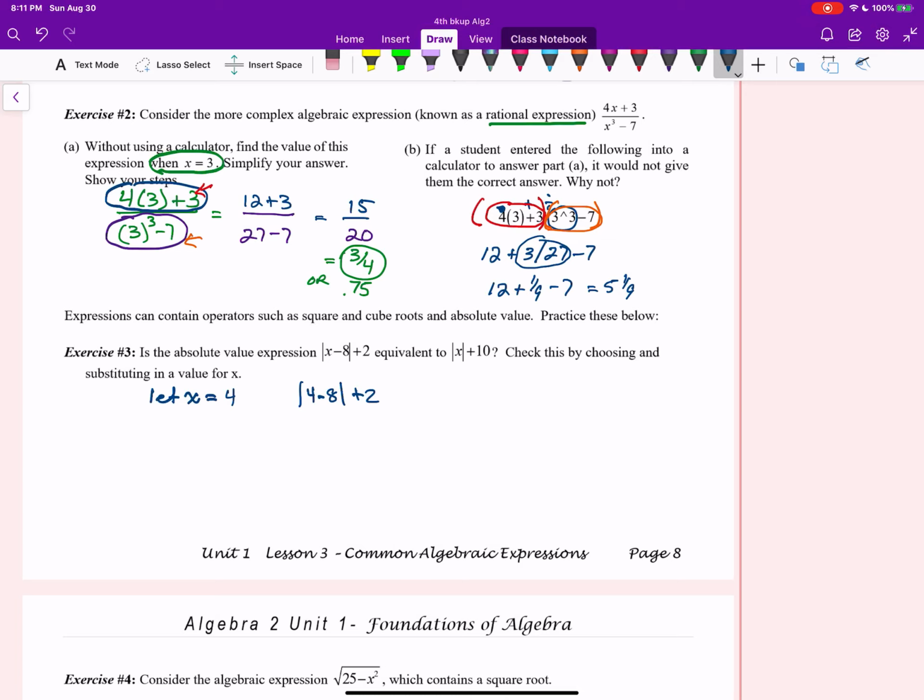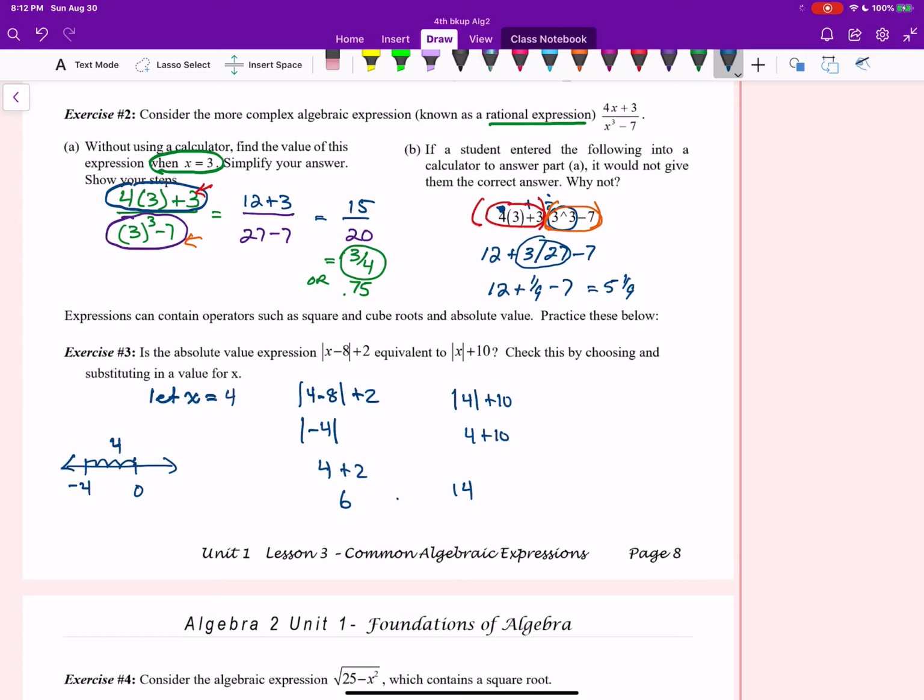4 subtract 8 is negative 4. The absolute value is actually a distance, how far a number is from 0 on the number line. So if I look at negative 4 on the number line, how far is it from 0? It is 1, 2, 3, 4 units away. So the absolute value of negative 4 is 4, and 4 plus 2 is 6. And if we take the absolute value of 4 plus 10, 4 plus 10 is 14.